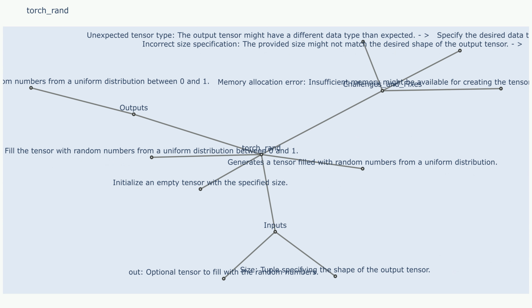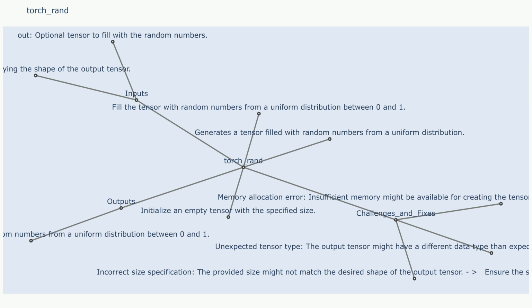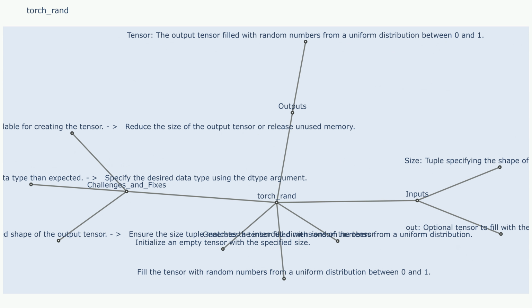Inputs. Size. This is a tuple of integers that defines the shape of the resulting tensor. For example, torch.rand(2, 3) will generate a tensor with 2 rows and 3 columns. Out, optional: the output tensor. If provided, the generated random numbers will be stored in this tensor.